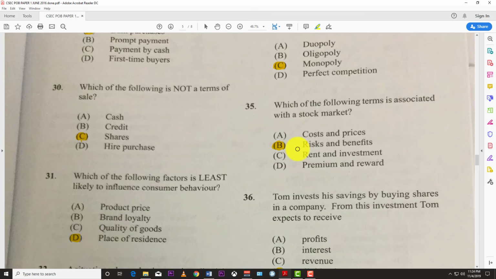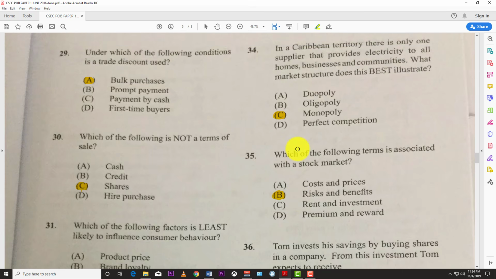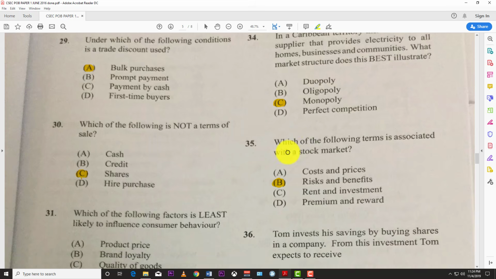35. Which of the following terms is associated with a stock market? And the best answer here is risk and benefit. The stock market is a very risky venture. You can lose your money overnight as company stocks plummet. So the best answer here is risk and benefit. But if they don't plummet and the stocks go up, then you will receive great rewards.